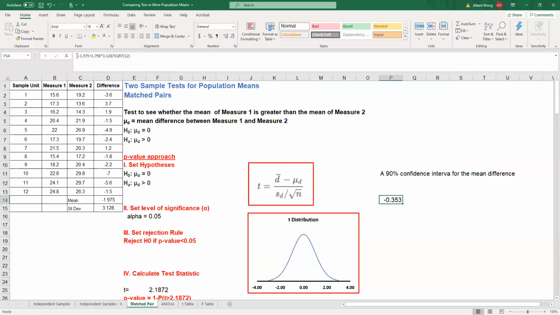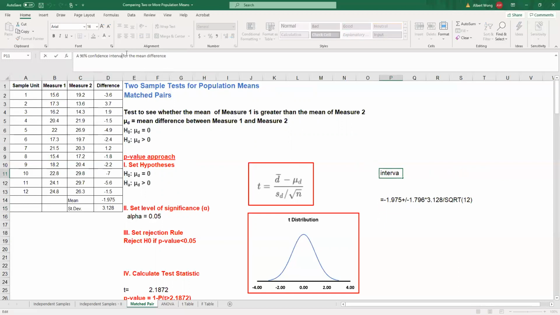That would be the confidence interval. Sorry, I didn't type it up properly. So this is plus or minus. Right. So that would be the 90% confidence interval for the mean difference. And what I'm using, of course, is the formula for the one sample case.